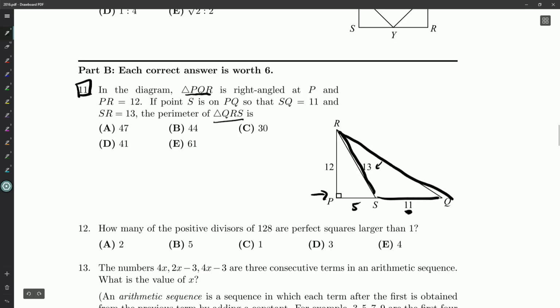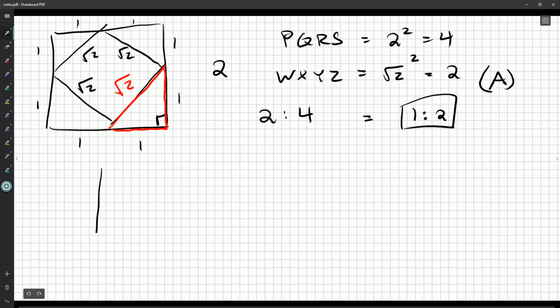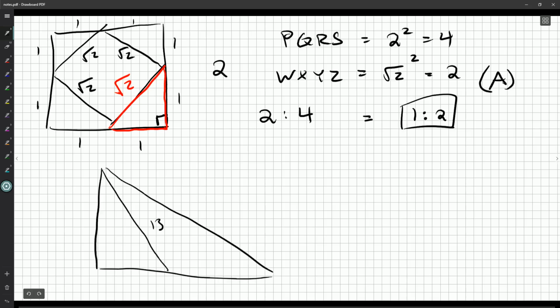So we've got 11, we've got 13, we just need to know this side, which happens to be the hypotenuse of this bigger right-angled triangle. Okay. So if you're like me and you immediately spotted the Pythagorean triple of 12, 13, and 5, you might immediately fill in this 5 down here.